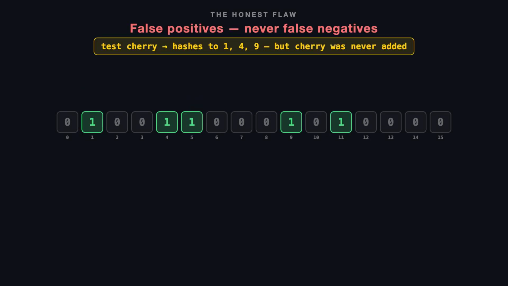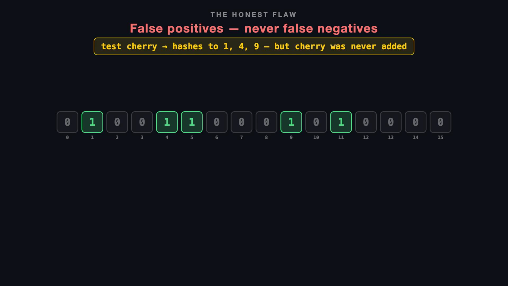But here is the catch, and it is the honest, beautiful flaw at the center of this whole idea. Probably really does mean probably. Sometimes the filter says, probably here, about an item that was never added. That is called a false positive.